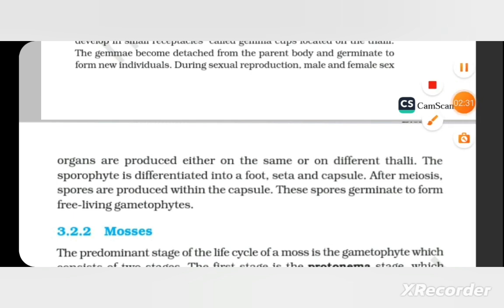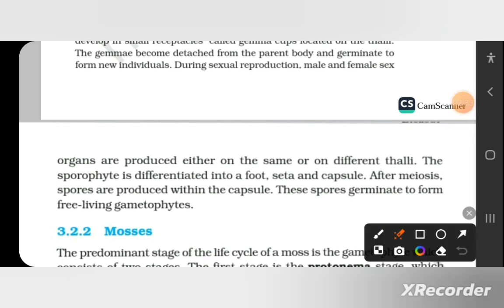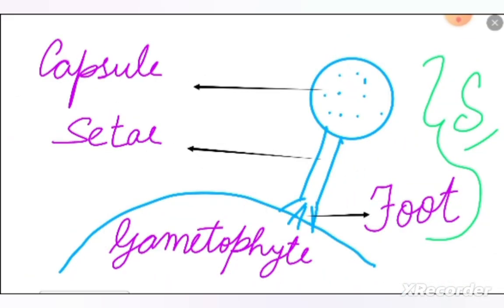On the basis of this, we call them monoecious or dioecious. The sporophyte is differentiated into a foot, seta and capsule. After meiosis, spores are produced within the capsule, and these spores germinate to form free living gametophytes. Just to make you clear about this concept.